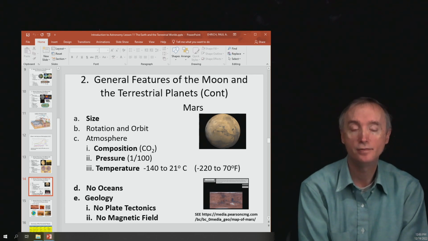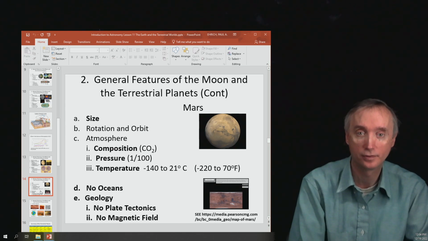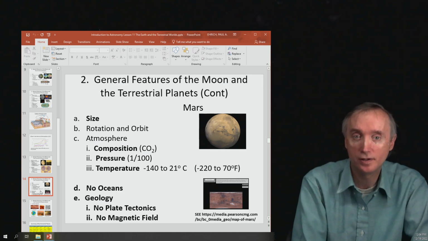So it has a very thin atmosphere, only 1/100th the atmosphere of the Earth. And you can also see it does have large swings in temperature, and that's because it has a very thin atmosphere.